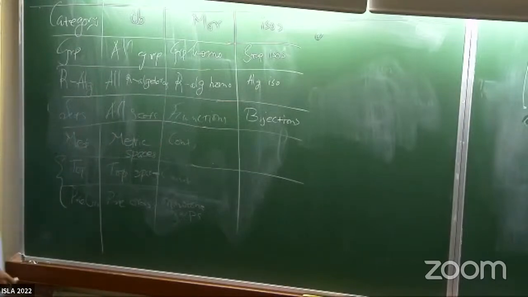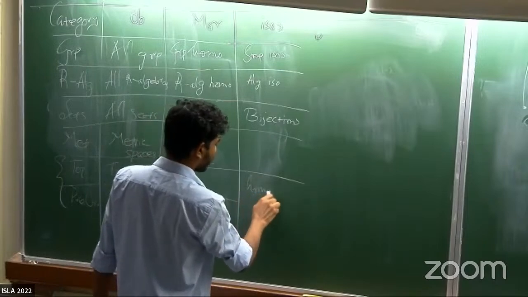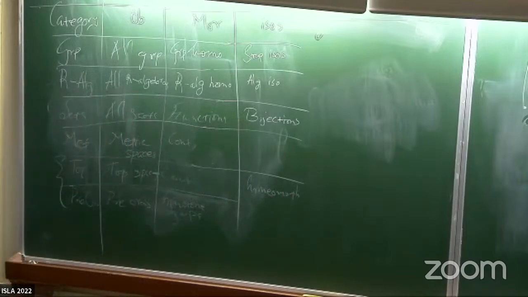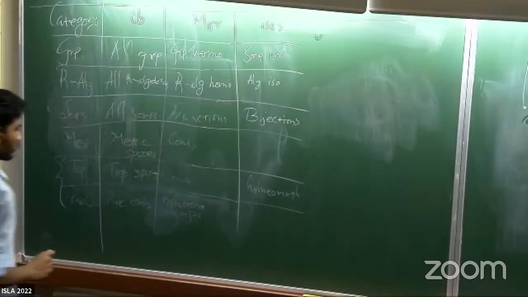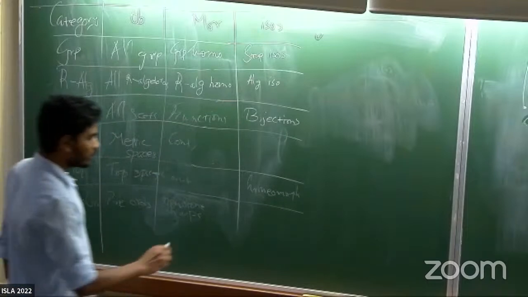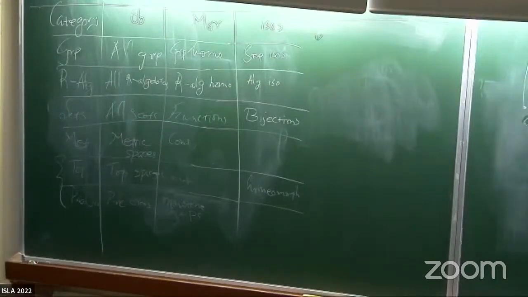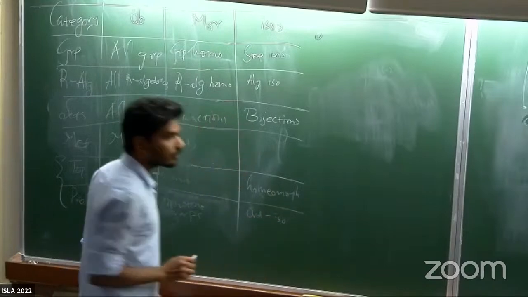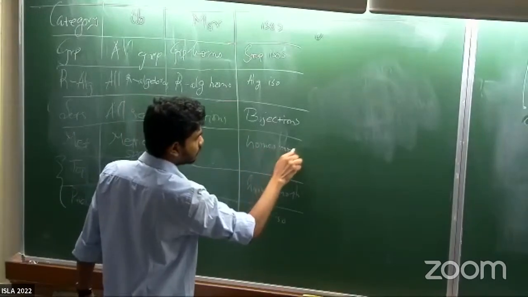What about topological spaces and continuous maps? What are they called? Homeomorphism. Note that a continuous bijective map need not be a homeomorphism. The inverse need not be continuous, and therefore that is not a good notion of identifying topological spaces. What about pre-orders or partial orders? Order isomorphism, right? That's where we started. And metric spaces, you can still put homeomorphism here.